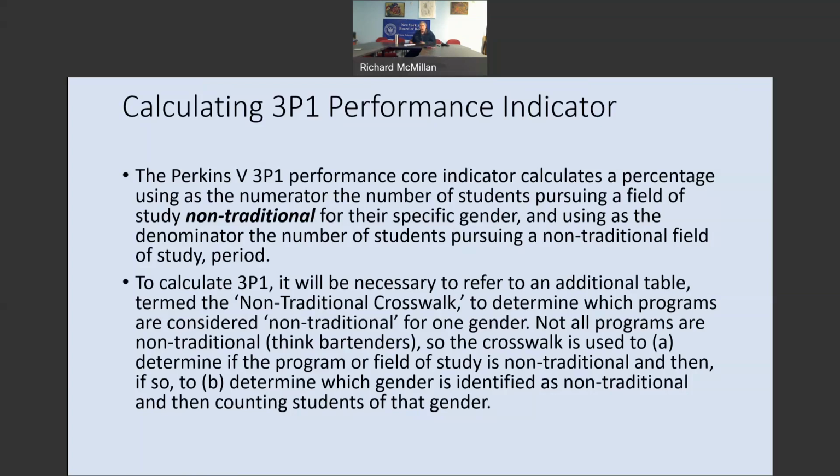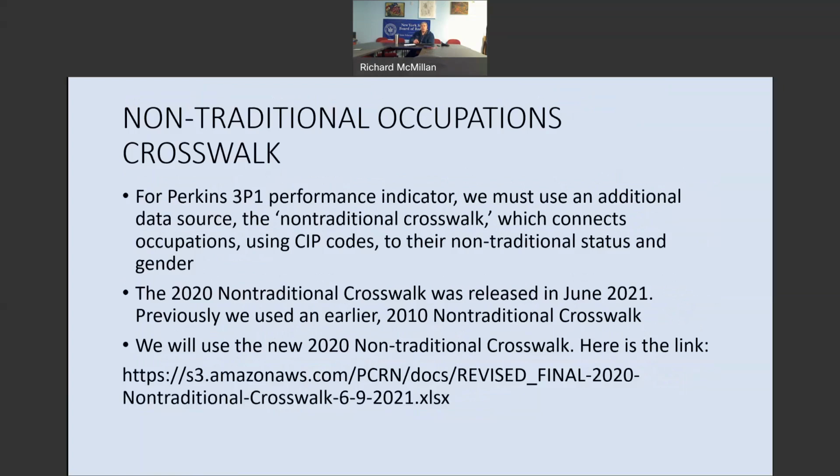Not all programs are non-traditional. Think bartenders. So the crosswalk is used for two purposes: first, to determine if the program or field of study is non-traditional, and then, if so, to determine which gender is identified as non-traditional, and then counting students of that gender in that field of study.